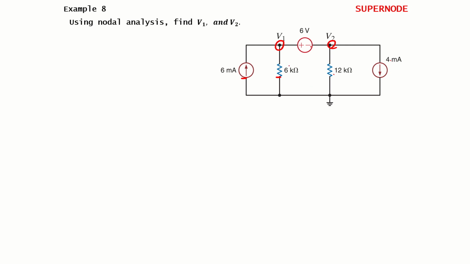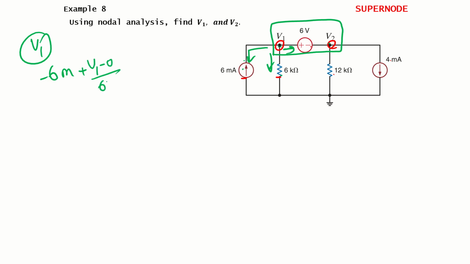Now, the difference between the earlier circuits and this circuit is that now you have an independent voltage source between the two nodes. If you look here, we have an independent voltage source between nodes V1 and V2. What will be its impact? For example, if you try to write the equation for V1, assuming that all currents are leaving, what will that be for V1? Minus 6 milli, then leaving current through 6 kilo, that will be V1 minus 0 divided by 6K. Then the question comes, what is the current through this voltage source?